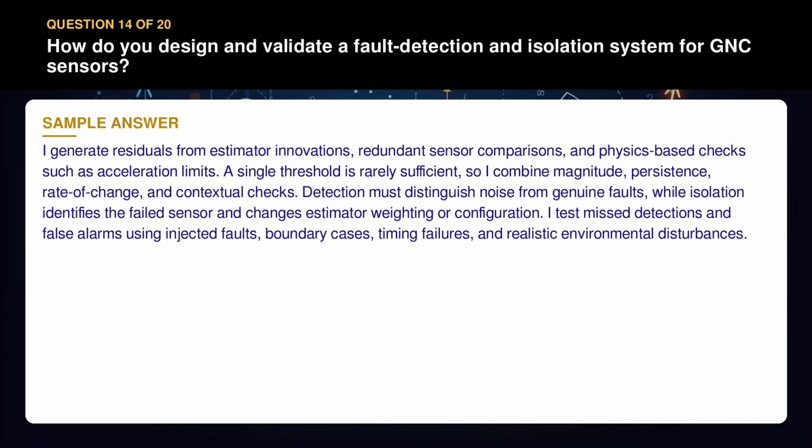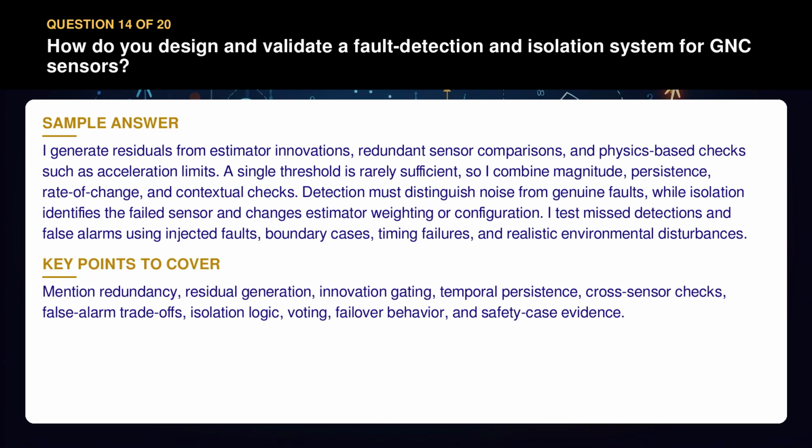Detection must distinguish noise from genuine faults, while isolation identifies the failed sensor and changes estimator weighting or configuration. I test missed detections and false alarms using injected faults, boundary cases, timing failures, and realistic environmental disturbances.